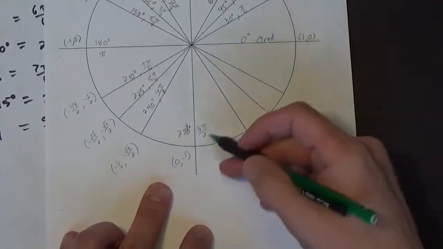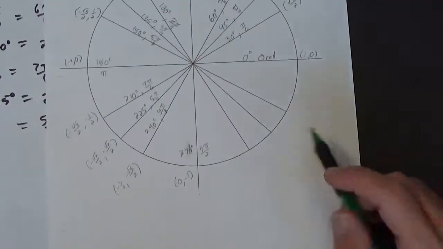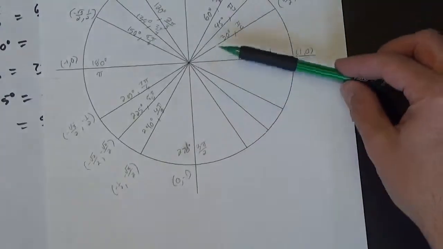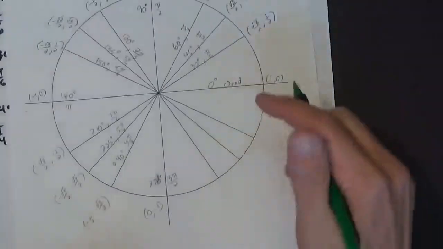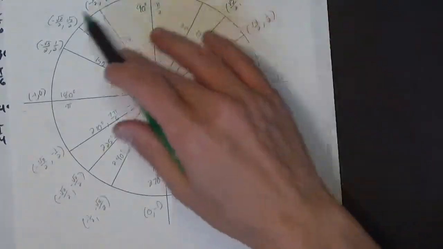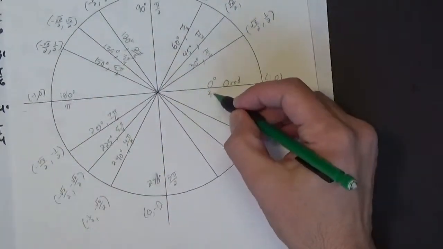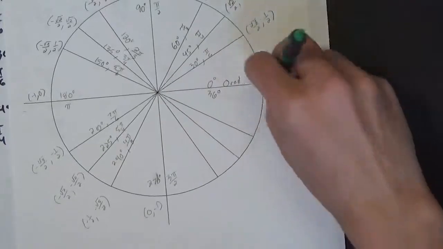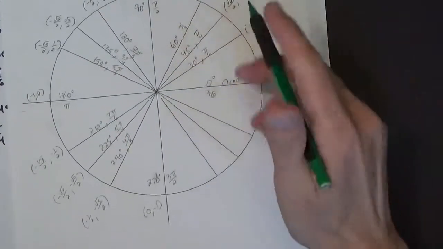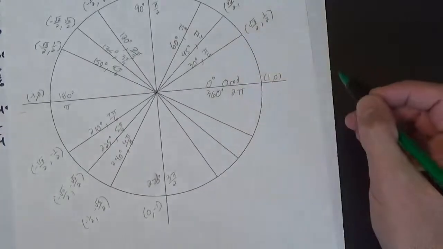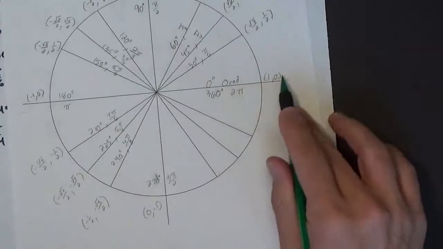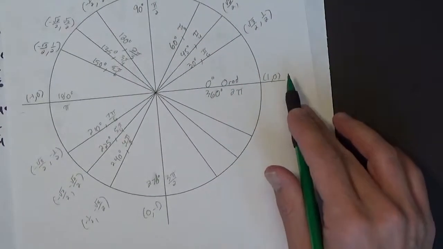All right, one more section. Let's go ahead and do this one here. So the reference angle with this is 60 degrees. And let's start with over here. So once we go all the way around, we know this is going to be 360 degrees and 2 pi. Now the coordinates of 360 and 2 pi is still 1, 0.